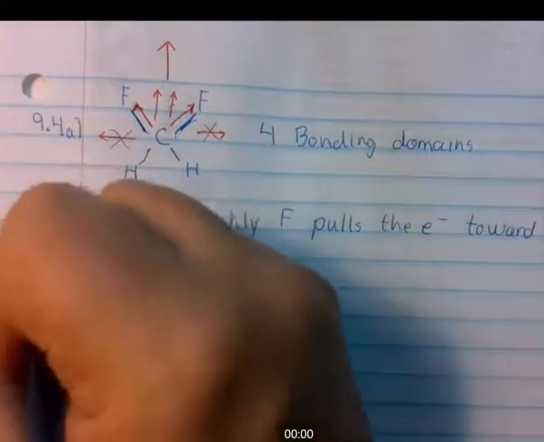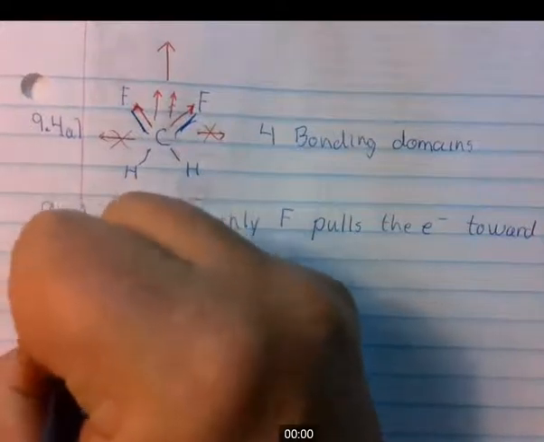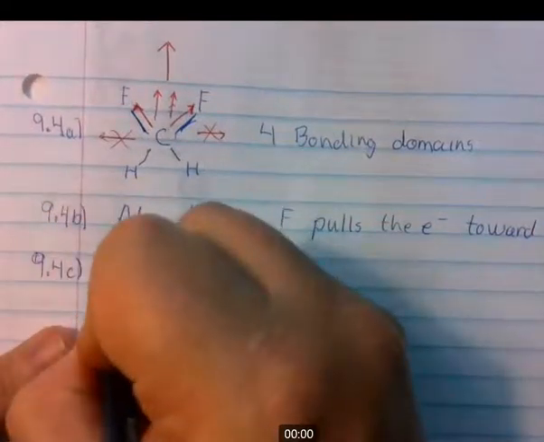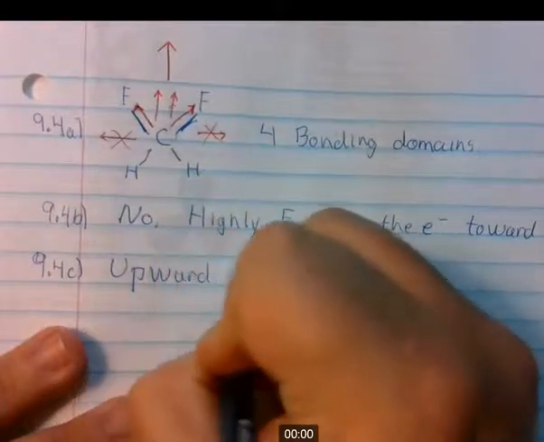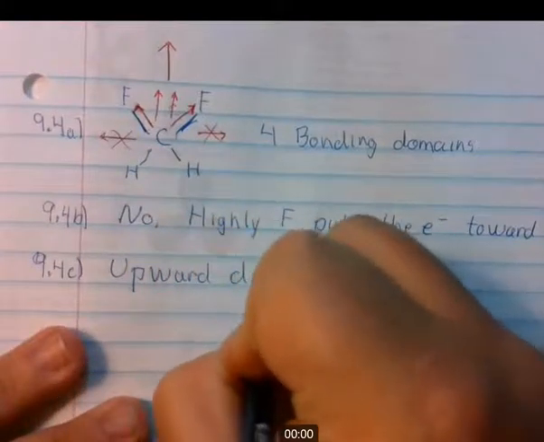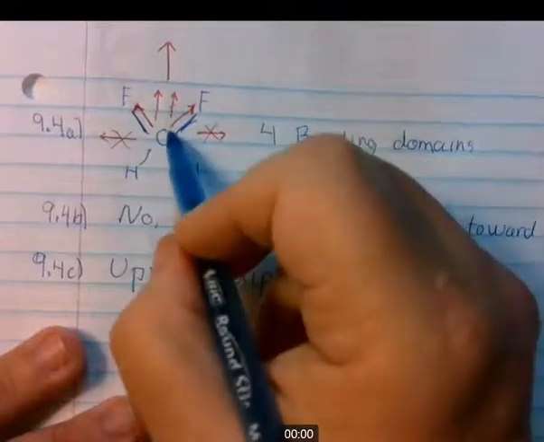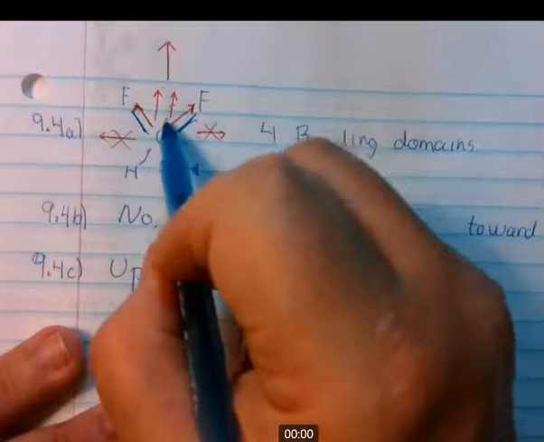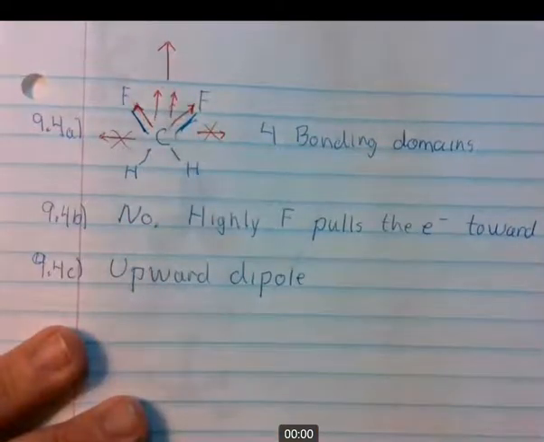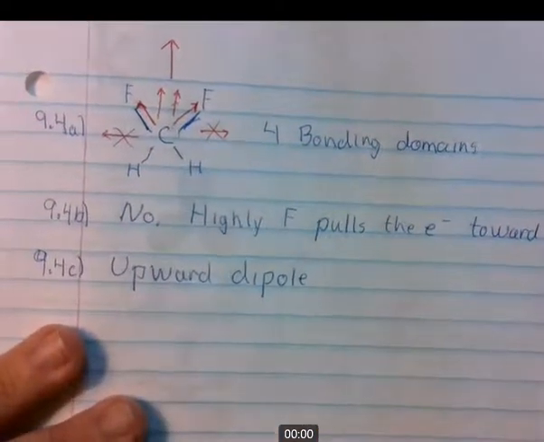Okay, so the answer to 9.4C is there is an upward dipole. The dipole is not in the direction of the fluorines. It's not straight at these fluorines. It's what you get when you sum all of these components, it's straight up. The dipole is straight up for this molecule. So write those out in complete sentence answers.